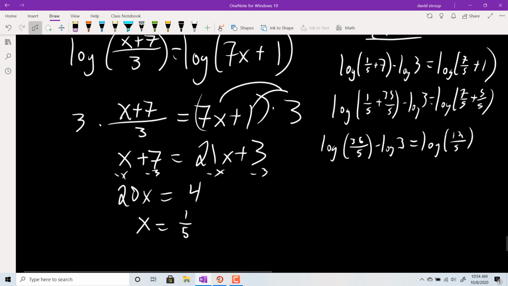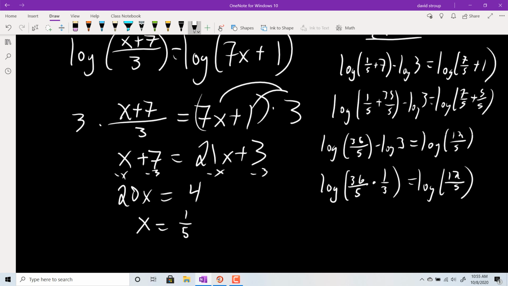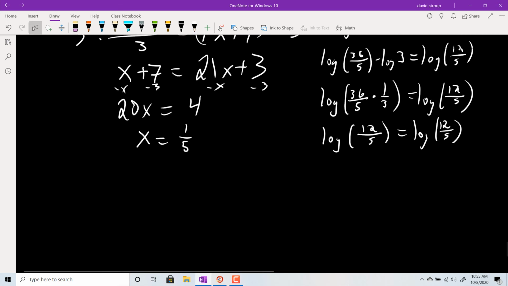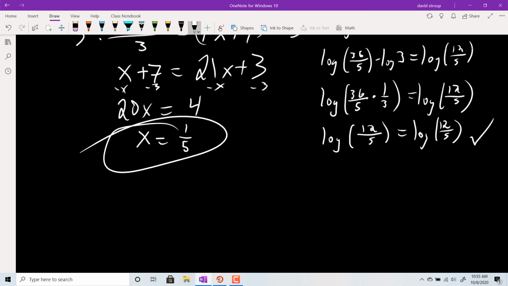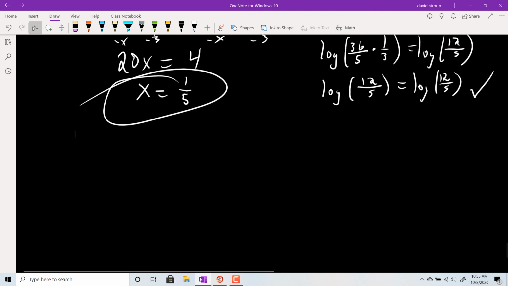Okay. Use the quotient rule. This is log of 36/5 divided by 3, which is the same as multiplying by 1/3. And then this will be log of 36 divided by 3 is 12/5. Log of 12/5. And then the one-to-one property, clearly that's true. They're both the same, so good. Works. x is 1/5, and we're ready to move on in life.